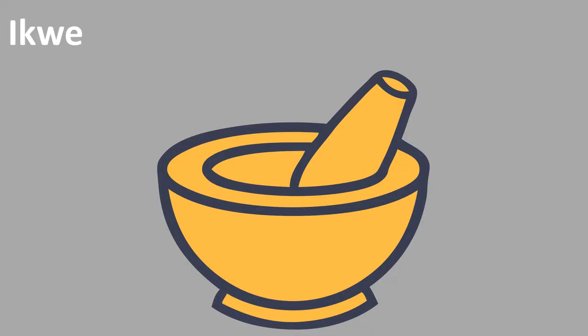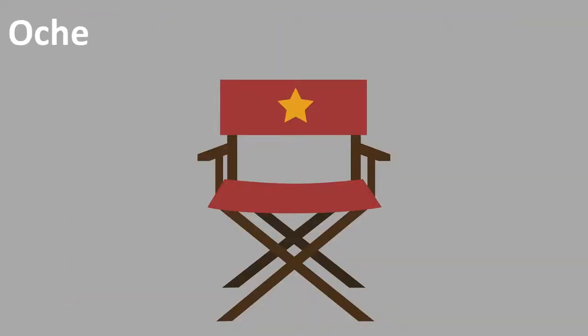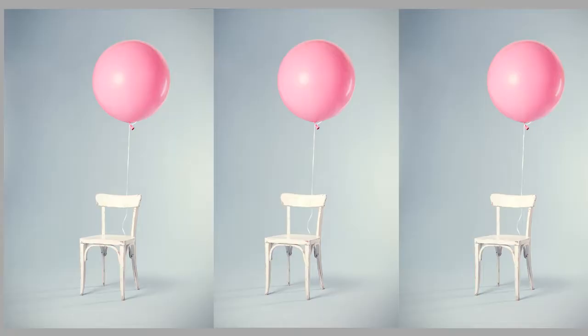Ikwe. Ikwe is the mortar, and the pestle is called odo. Odo. Oche. Oche. Chair. Oche.